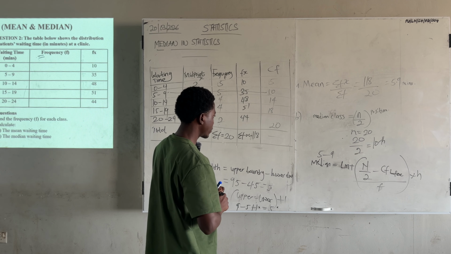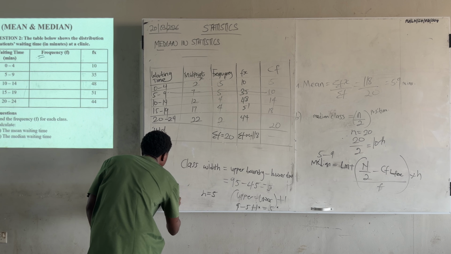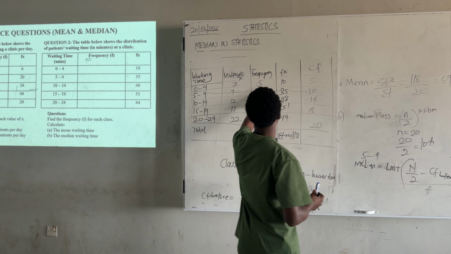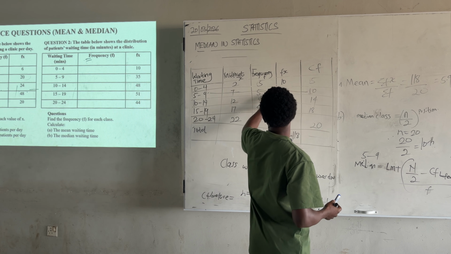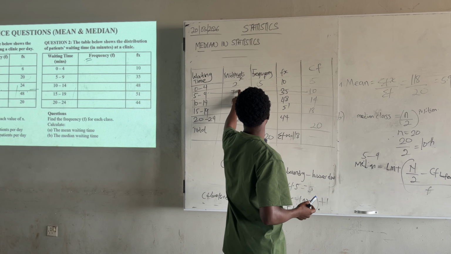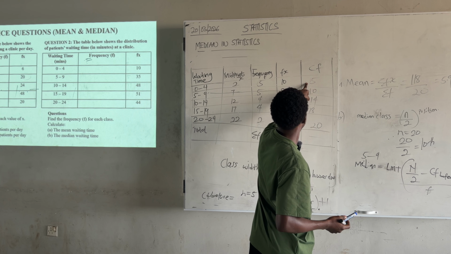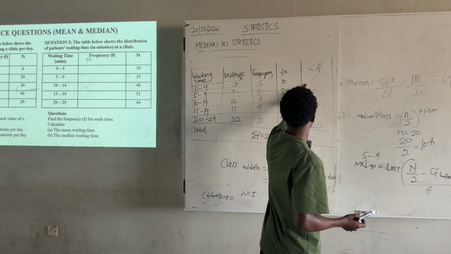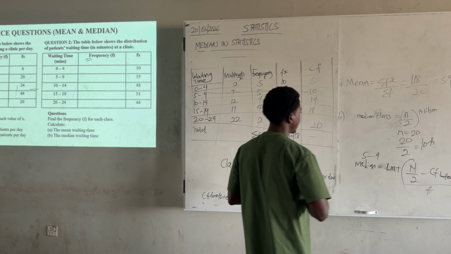How about the CF before? So we write the CF, and then the CF before. We want the value before the median class. The median class is 5 to 9, so the cumulative frequency before is 5. Yes, that's 5. Check: the median class is 5 to 9, so it's 5.